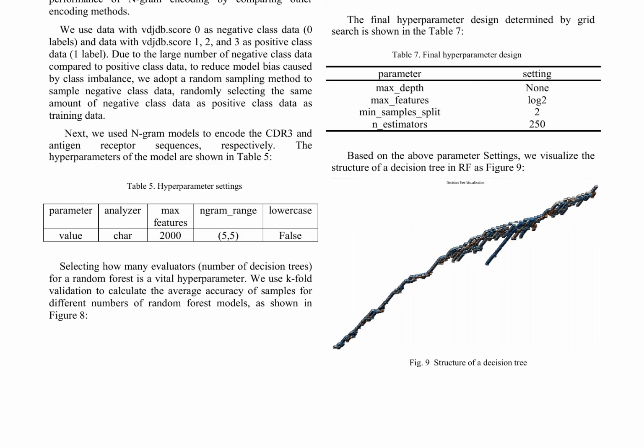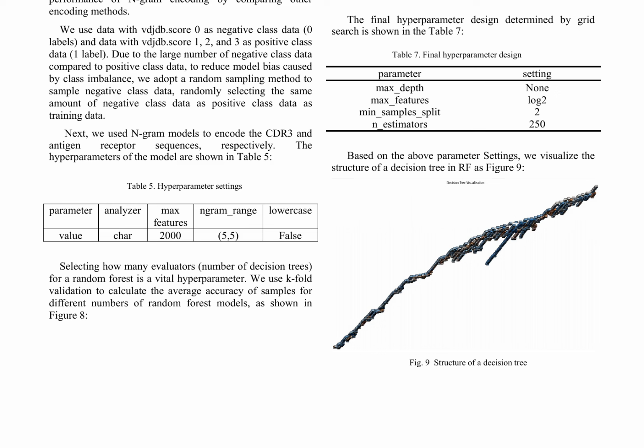To address class imbalance, a random sampling method is utilized to select an equal number of negative and positive class data. Hyperparameter optimization of the n-gram model is achieved via k-fold validation, with the best accuracy attained using 250 decision trees in the random forest. The final hyperparameter design is determined by grid search, and the structure of a decision tree is visualized. This innovative approach contributes to the advancement of understanding T-cell receptor-antigen interactions and has implications for future research in immunology and bioinformatics.